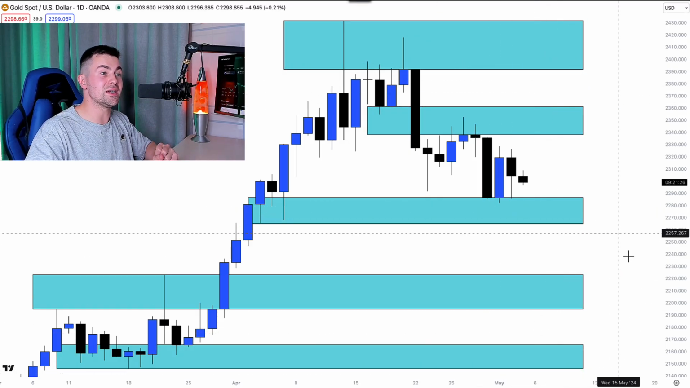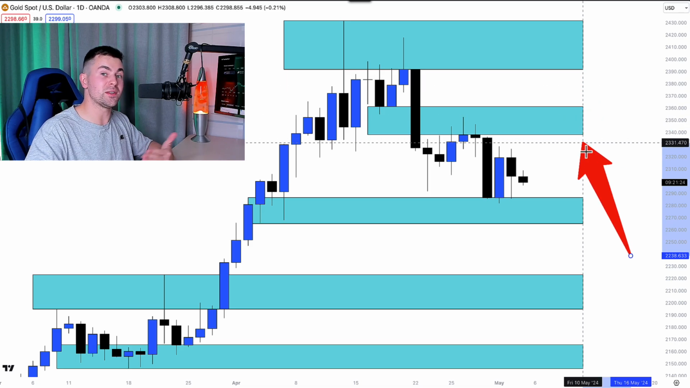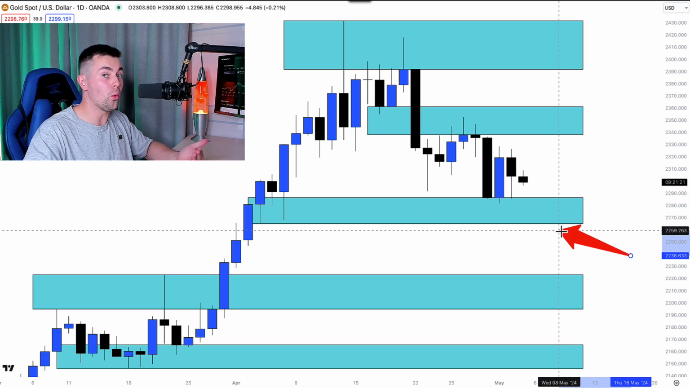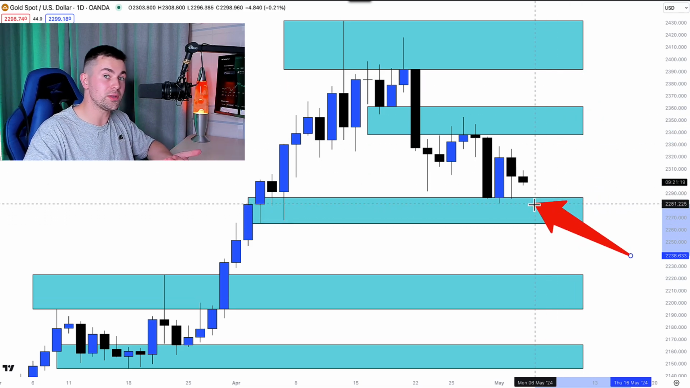Once one of the liquidity zones is reached, your task will be to look for confirmation. If you want to buy from a demand zone, for example, you should look for the bullish imbalance.